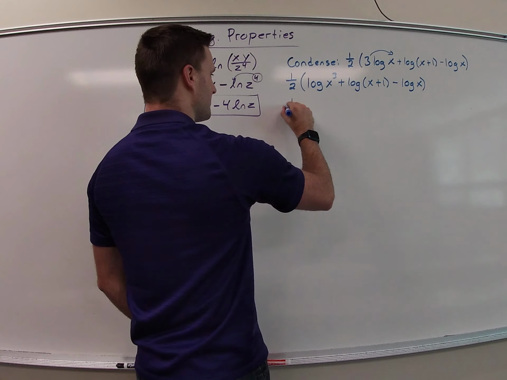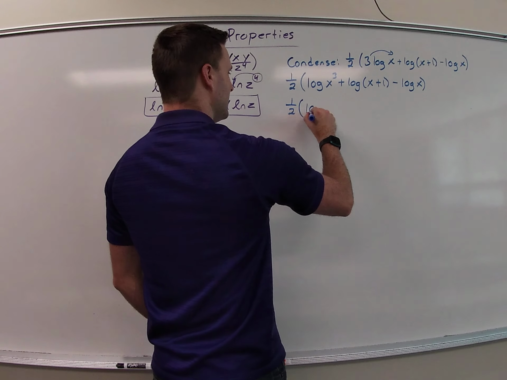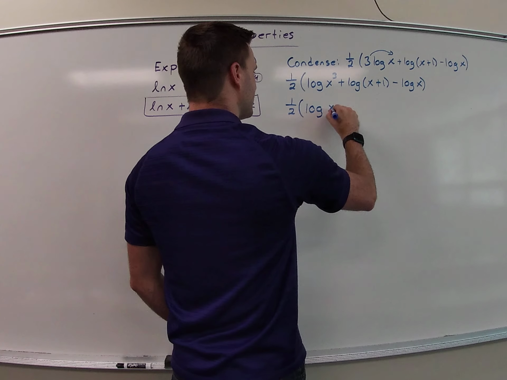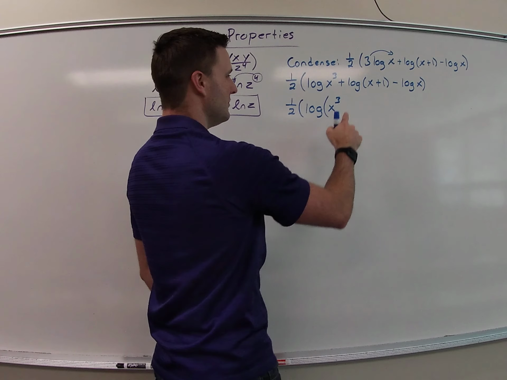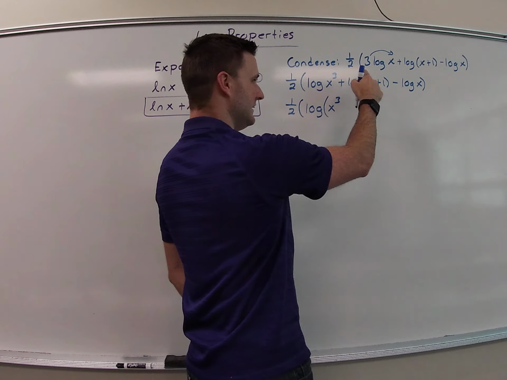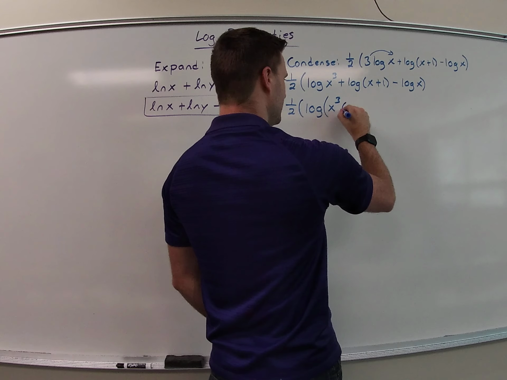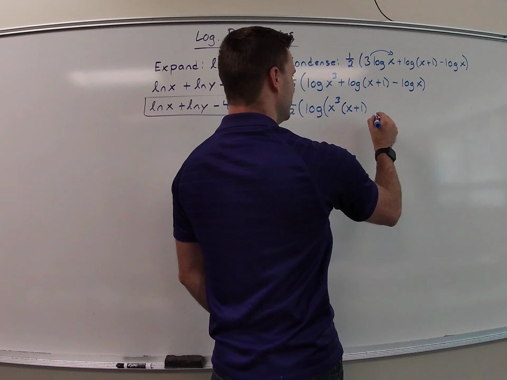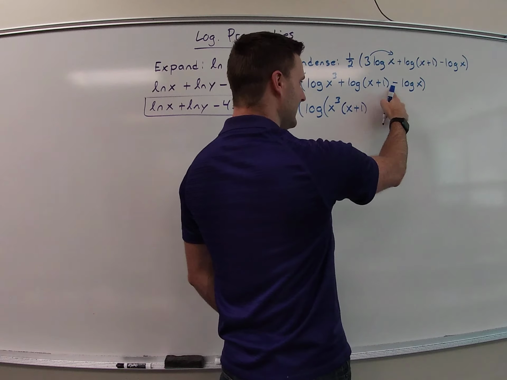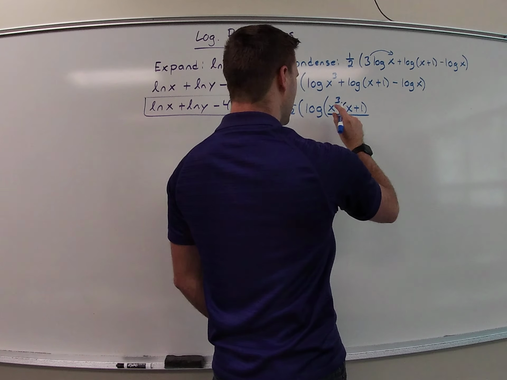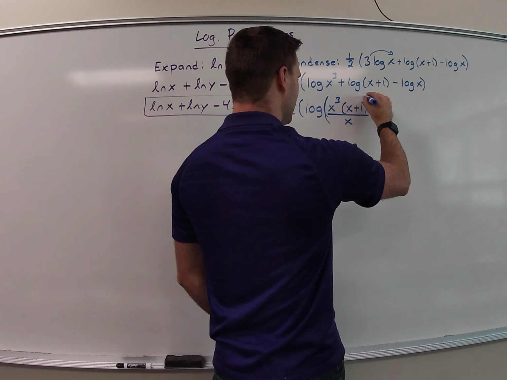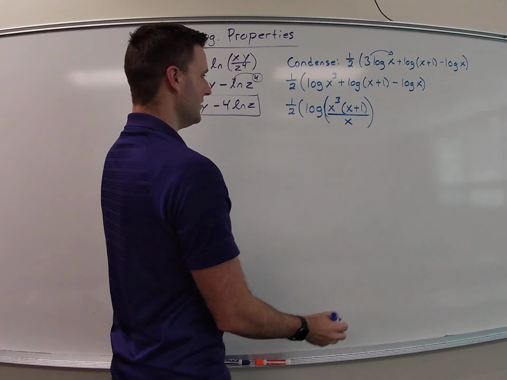So I'm going to leave this 1/2 out in front. And I'm going to say, okay, I have this x to the third, but I'm going to multiply that with the x plus 1. And then divide by x. So this whole thing is going to be divided by x. So I have this whole thing, that log is being taken care of.